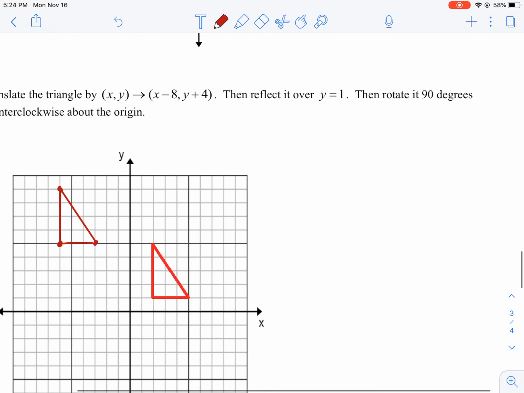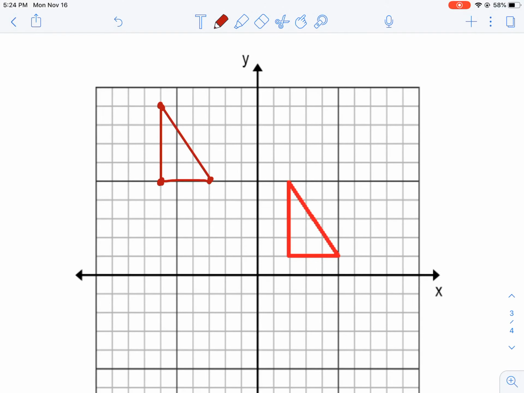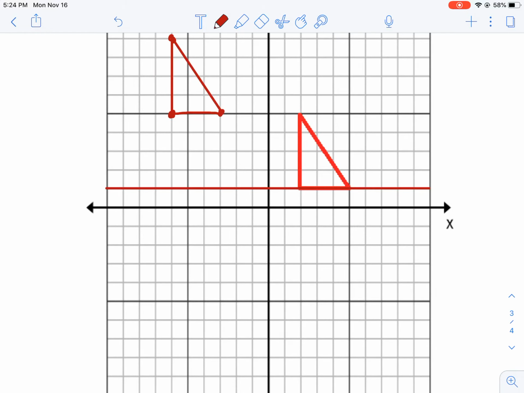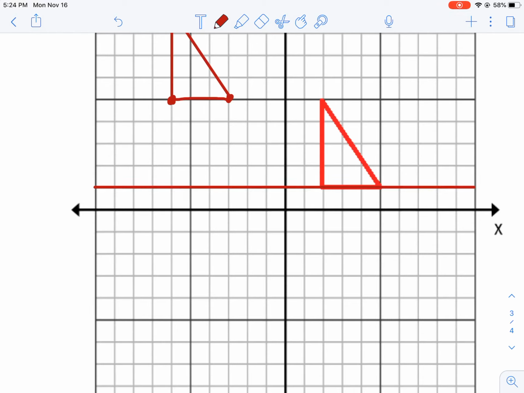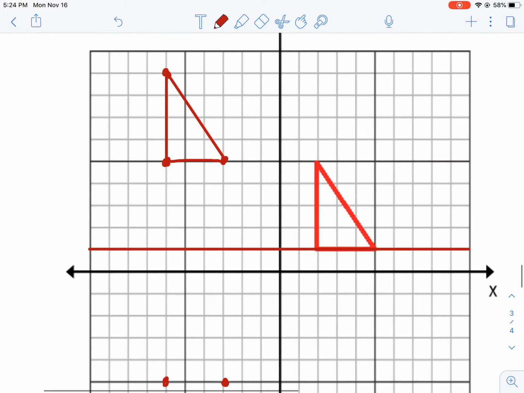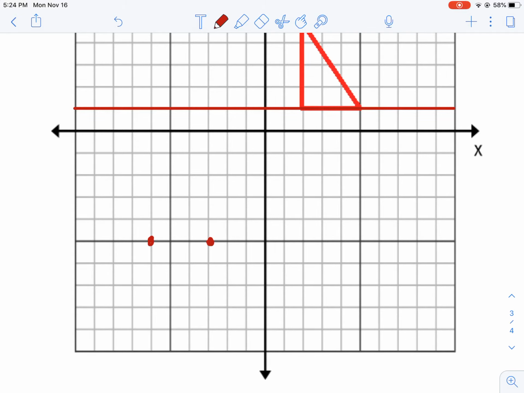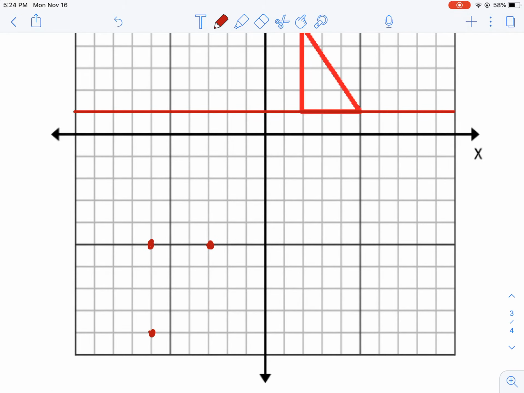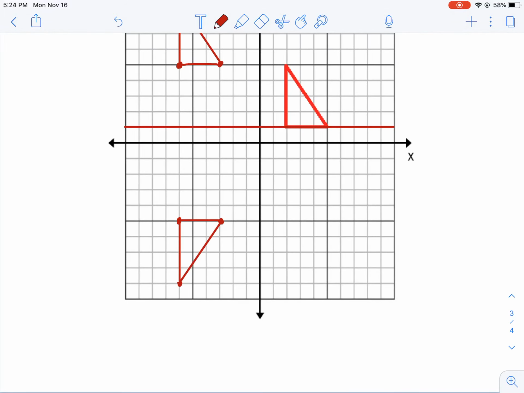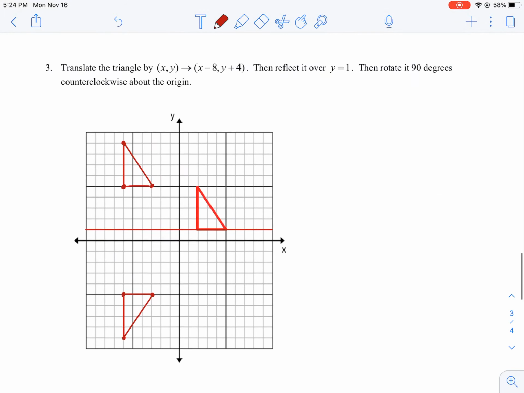Now, it wants us to do a couple more things. So then reflect over y equals 1. So y equals 1, that's this horizontal line going through 1 on the y-axis. So we need to reflect over that. So these 2 points, those are both up 5. So both of those points are going to come down here. This point right here at the top, that's up by 9. So I got to go down 9. All right, so there's the reflection.